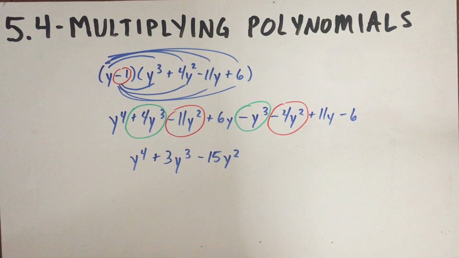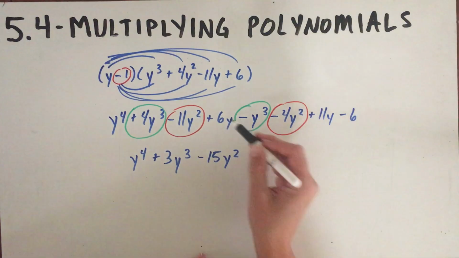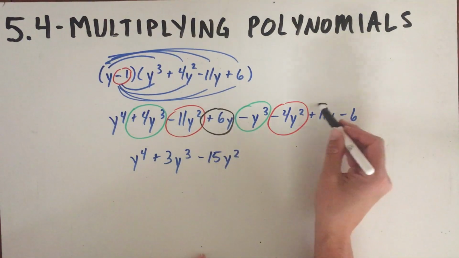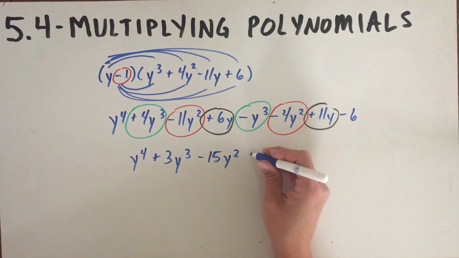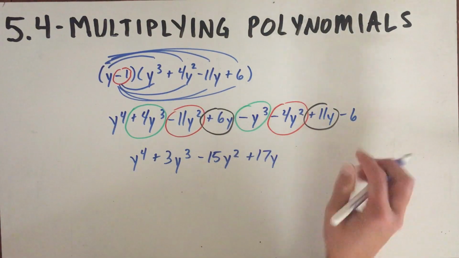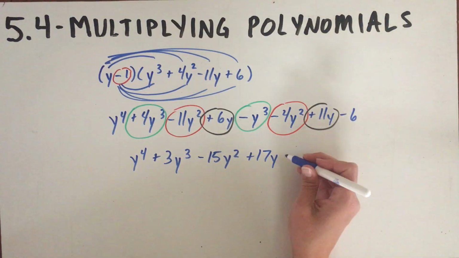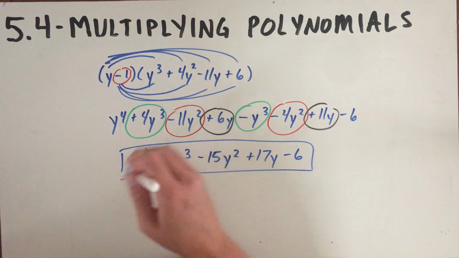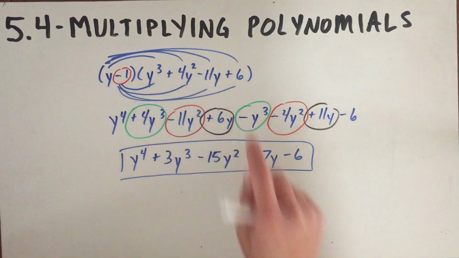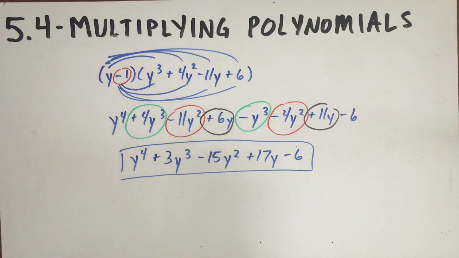Okay, I have a negative 6y and an 11y. So I'm going to combine those because they're like terms, and a negative 6 plus 11 is going to give me a 17y. And then this negative 6 doesn't have another constant to combine with. So this is the product of this binomial times this polynomial of 4 terms.